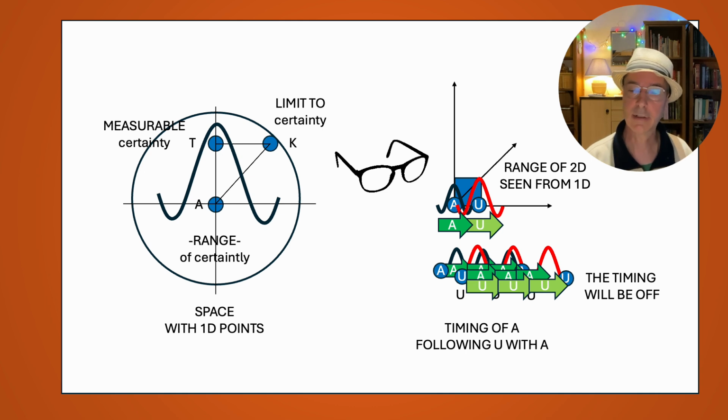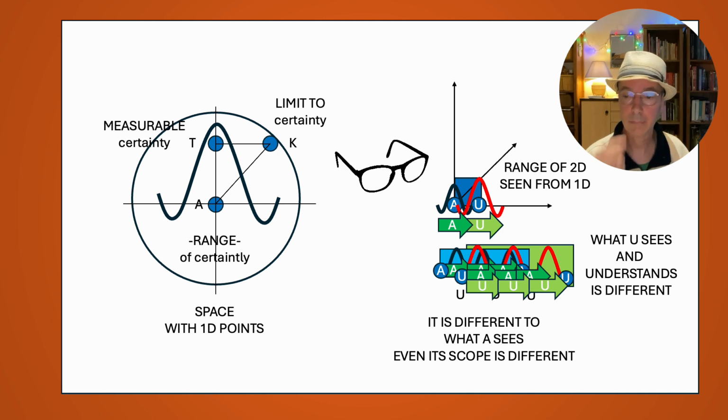You see, the U has a different rhythm, and in the end, the timing, you will only notice after a while that the timing will be off. So you can use both starting points within that space. You don't even need time, but in the background, you will have to realize at some point things will be off. So what you see and what you understand is different than what I see and I understand, and my scopes are even different. There will be matches, of course.